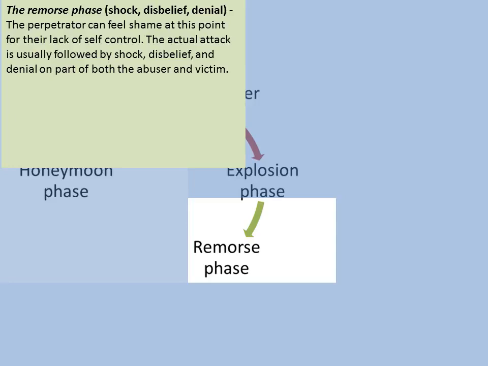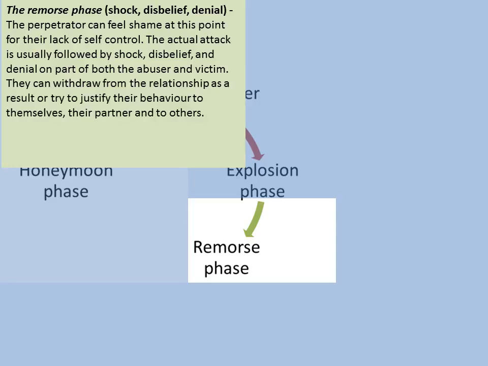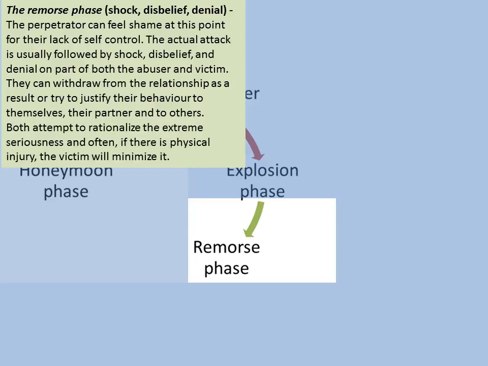There's this shock, this disbelief, this denial. And they might actually choose to withdraw from the relationship, either party, or try to justify it to themselves or to their partner, sort of saying, well, here's how it happened, here's why it happened. It wasn't that bad, really. They basically try to rationalise how serious it was. If there's physical injury, the victim tries to minimise it. Does that make sense? Again, I'm seeing people nodding their heads.